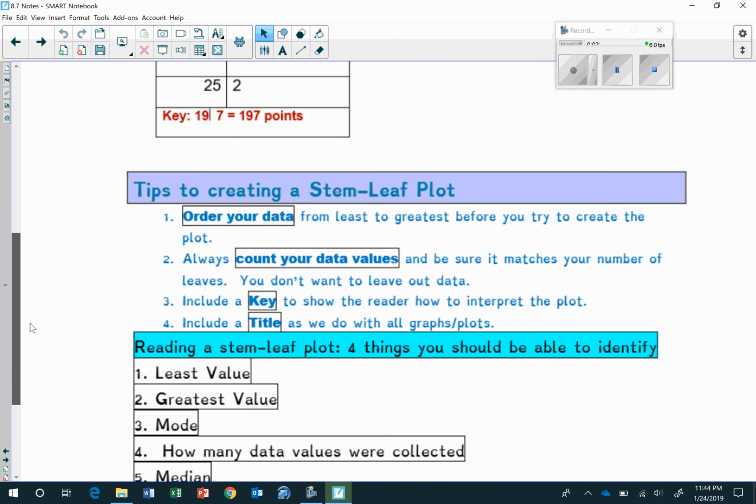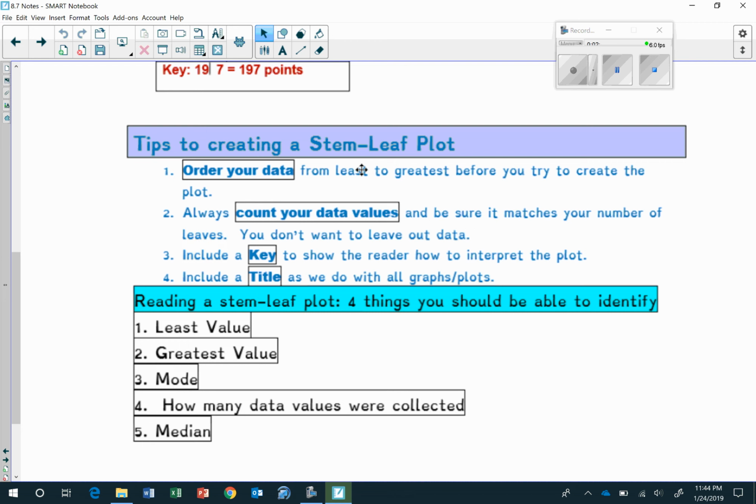So here, there are some tips for making your own stem and leaf plot. It's really a great idea to put your data in order from least to greatest before you even start, because when it goes into the stem and leaf plot, it has to be in order from least to greatest. You can then count how many leaves you have to make sure that's the number of data values you have. Those numbers need to match up. You have to have some sort of key, just like up here, 19 line 7 is 197. And of course you need a title.